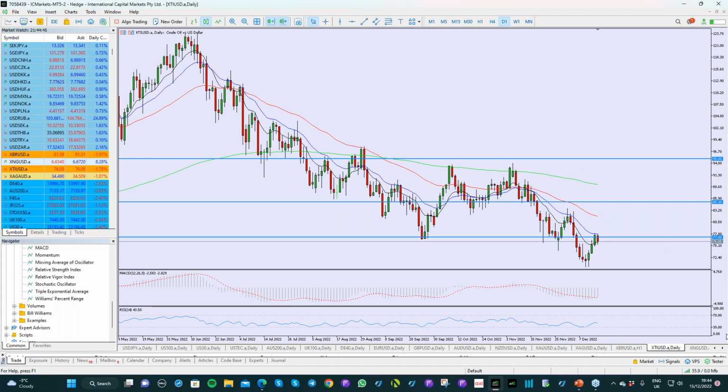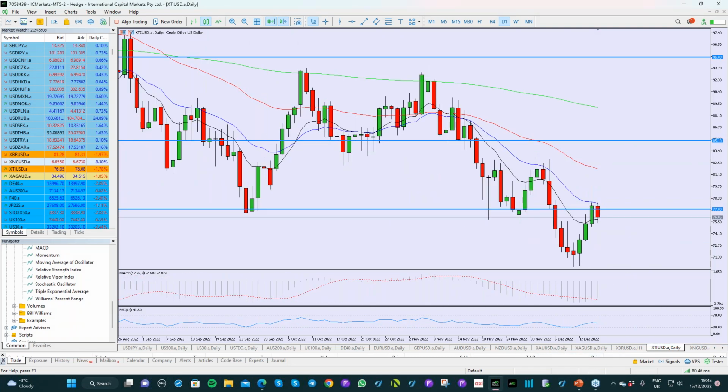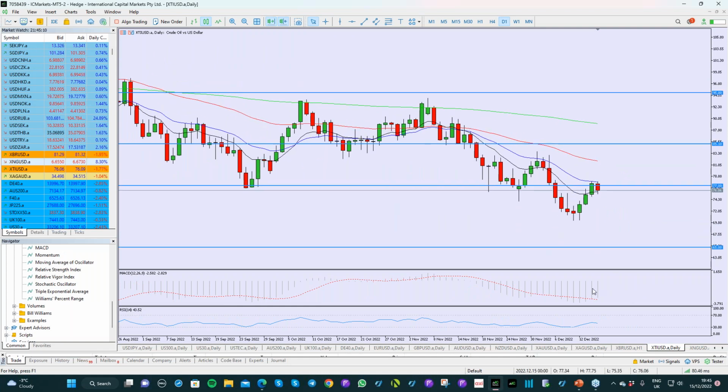And again, it would be a case of placing an order at the bottom of the bar with a stop loss above those highs there. And there isn't really a horizontal level really in the way of price. Let's just bring that up.